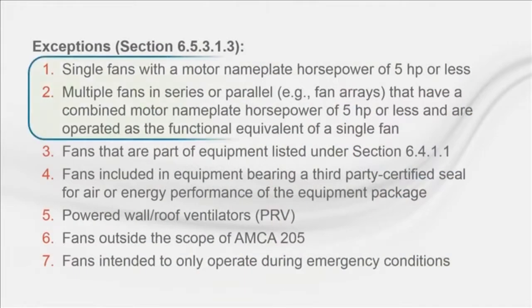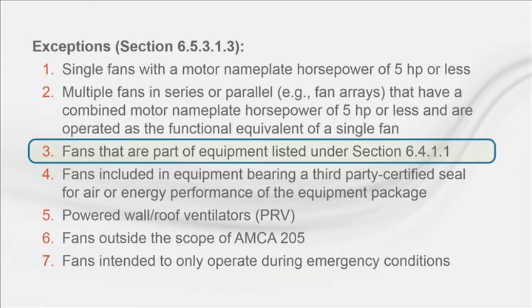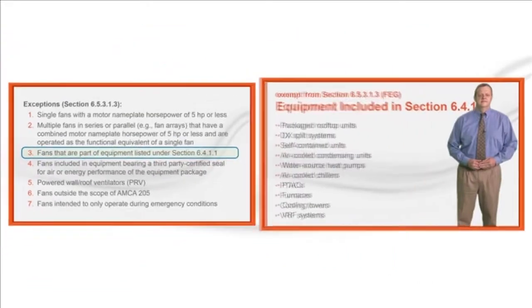But like other sections of standard 90.1, there are several exceptions to this new FEG requirement. First, small fans are exempt. If an individual fan or fan array has a combined nameplate horsepower of 5 or less, it does not need to comply with this requirement. Next, if the fan is included inside a piece of equipment that's already listed in section 6.4, then it does not need to meet this requirement either.